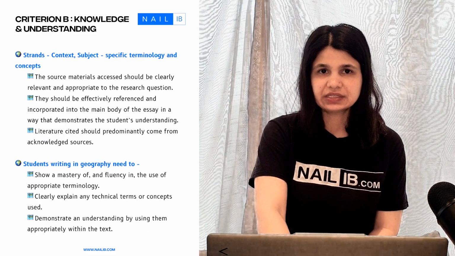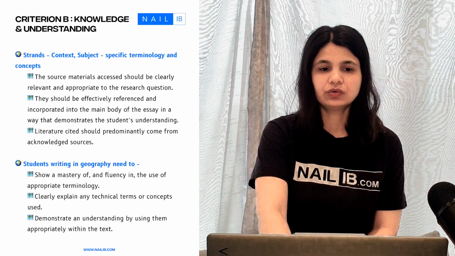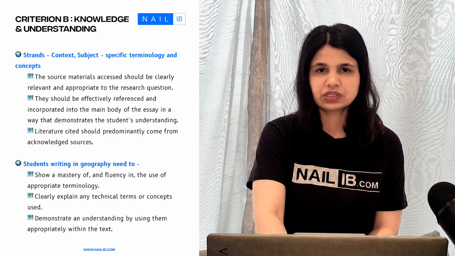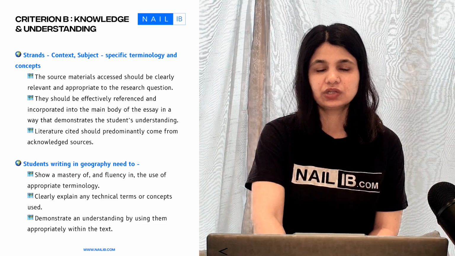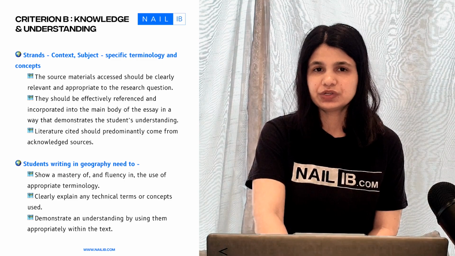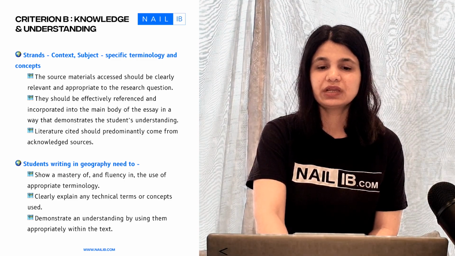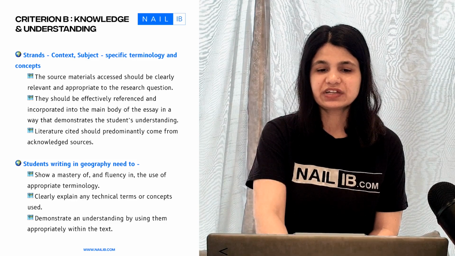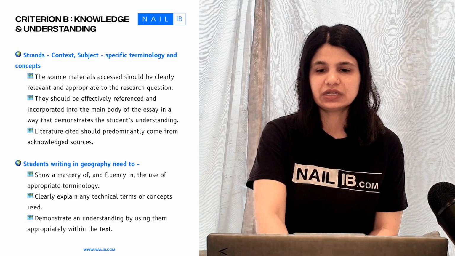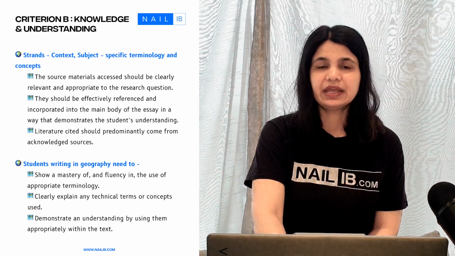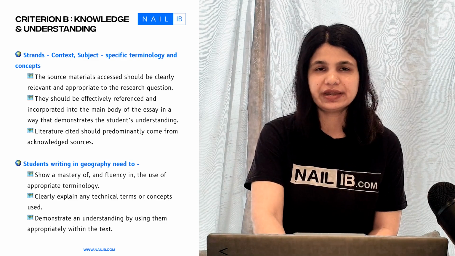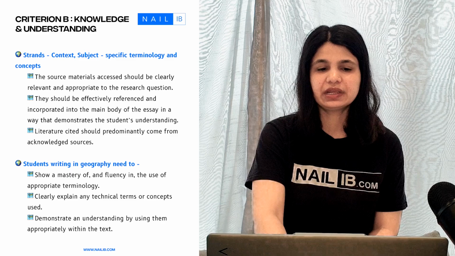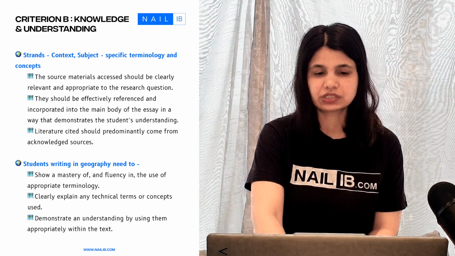The second criteria is your knowledge and understanding. So the context, subject specific terminology and concepts, those are the things we look at to judge the knowledge and understanding. The source materials that you have assessed should be clearly relevant and appropriate to your research question. They should be effectively referenced and incorporated in the main body of your essay in a way that demonstrates your understanding. Literature cited should predominantly come from acknowledged sources.